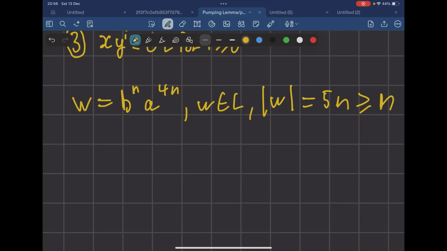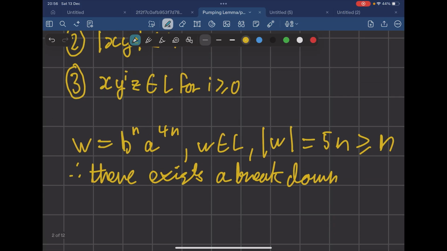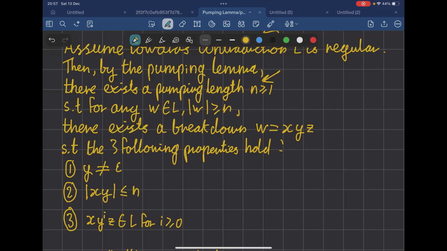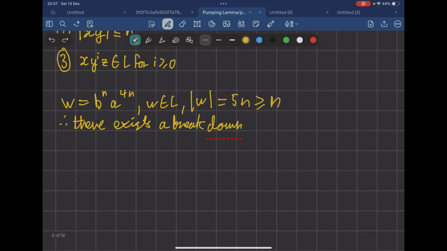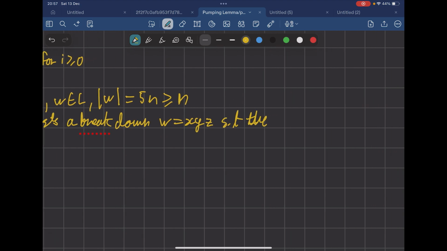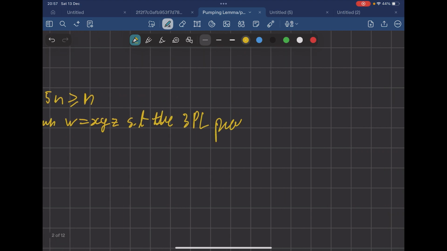This tells us that there must exist a breakdown. Also, just to reiterate, the n over here is in reference to the pumping length that we mentioned in the boilerplate. So there must exist a breakdown w equals xyz, such that the 3 pumping lemma properties hold.